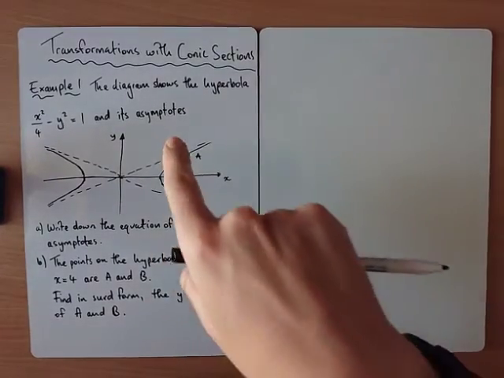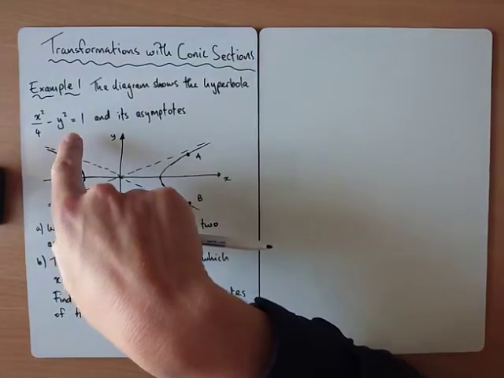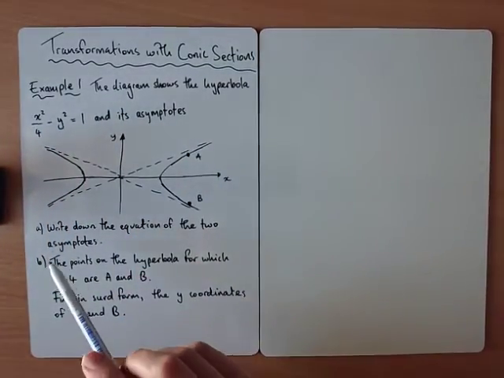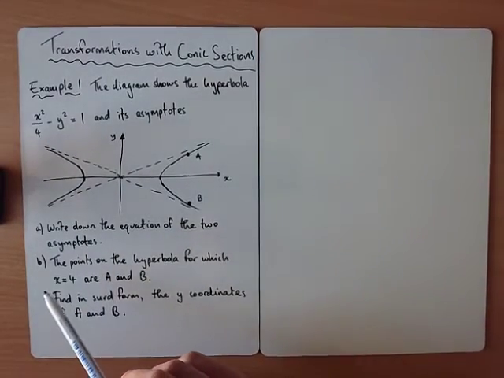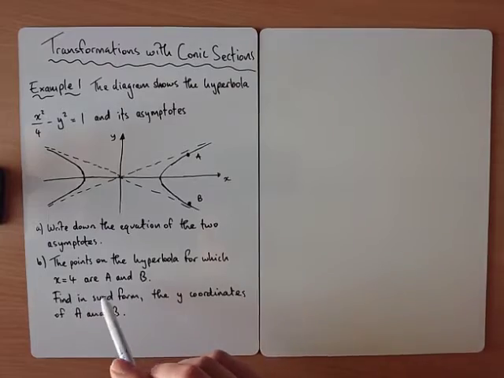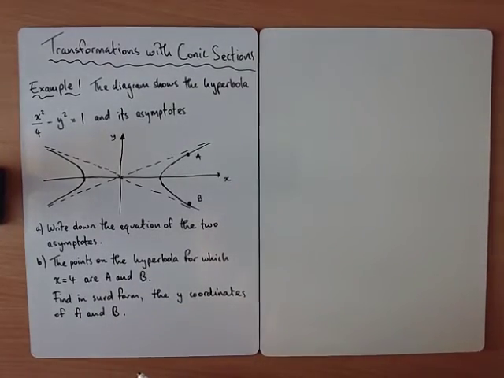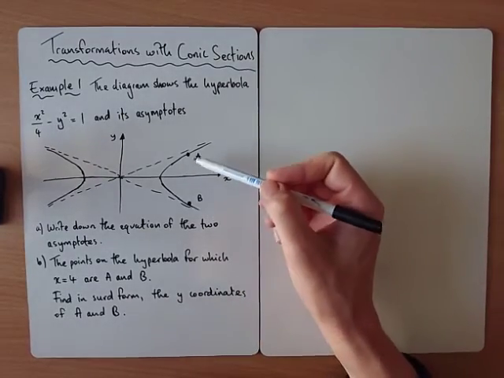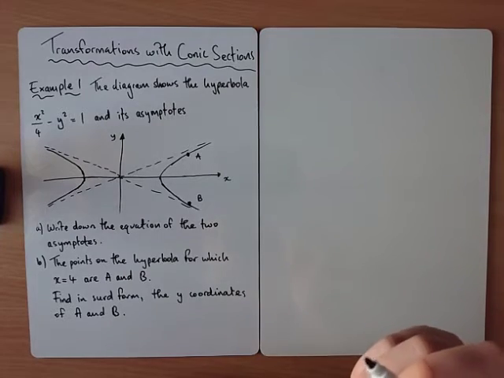Okay, so it says the diagram shows a hyperbola, x squared over 4 minus y squared equals 1, and its asymptotes. The first part of the question says write down the equation of the two asymptotes. And part B says the points on the hyperbola A and B are when x equals 4, and we want to find in surd form the y coordinates of A and B. Once we've done that, then we'll think about some transformations that are applied.